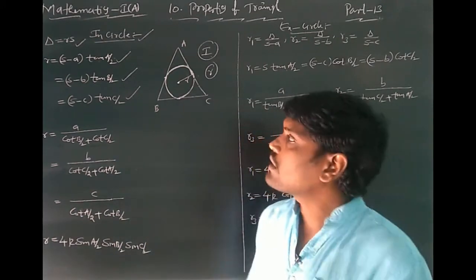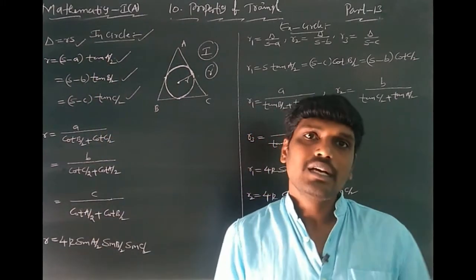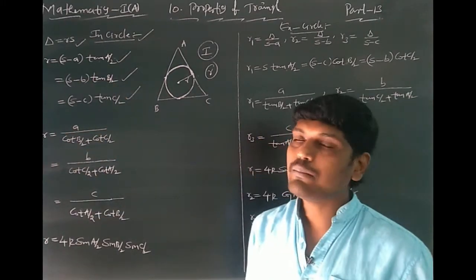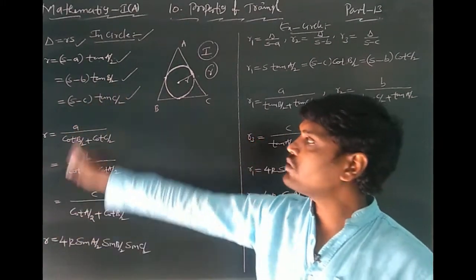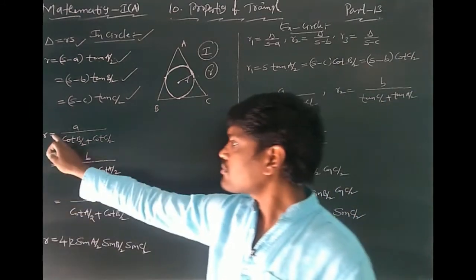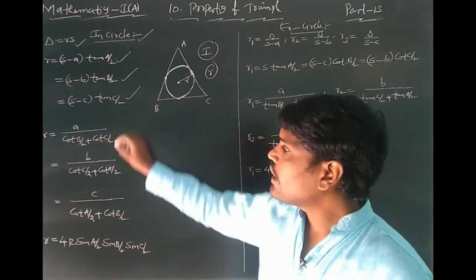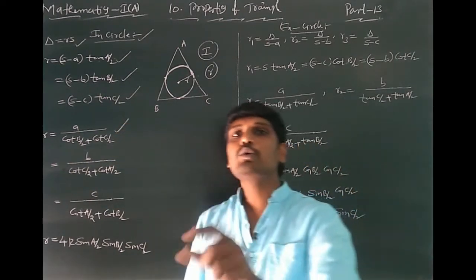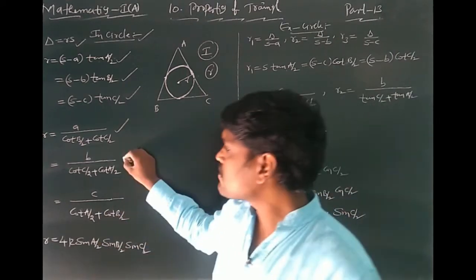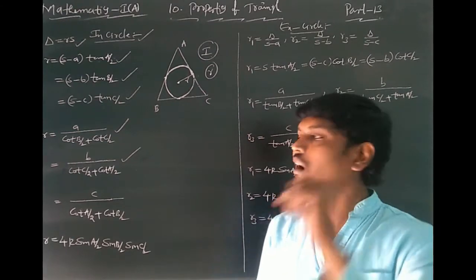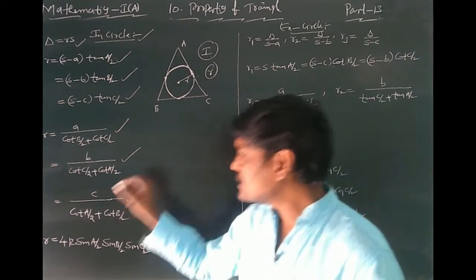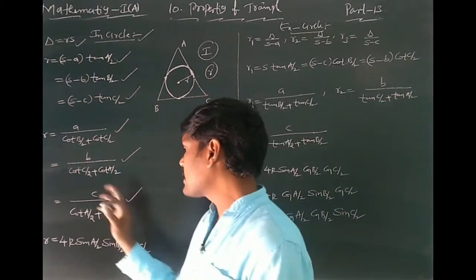The second formula is a relation between sides and angles. Here, side a and angle A: (s minus a) into tan A by 2, (s minus b) into tan B by 2, (s minus c) into tan C by 2. Anyone you can do that. After that, r equals a by (cot B by 2 plus cot C by 2). Small r equals b by (cot C by 2 plus cot A by 2). This is one more formula: small r equals c by (cot A by 2 plus cot B by 2).